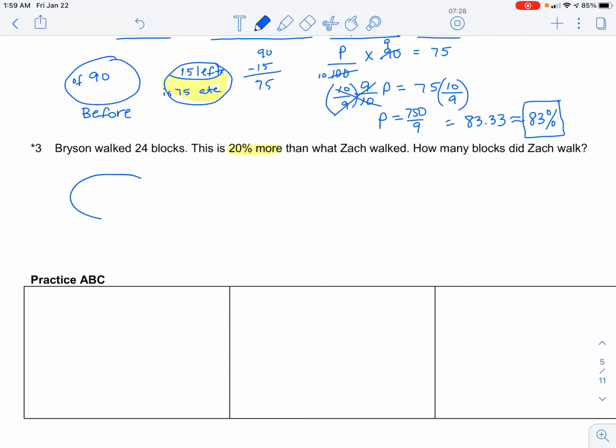Okay, so all we really know here is how many blocks Bryson walked. So let's put a circle here for that. Bryson walked, this is the before information. He walked 24 blocks. I'm going to abbreviate that so it'll fit in my little circle there. The second diagram over here, the second little circle, is going to represent the 20% more.